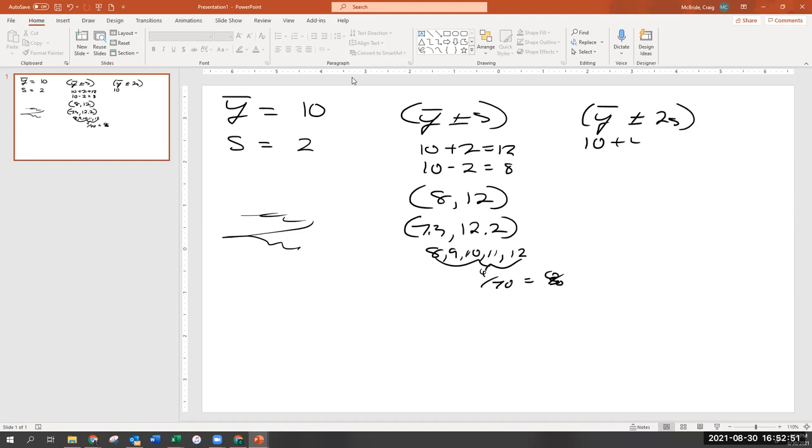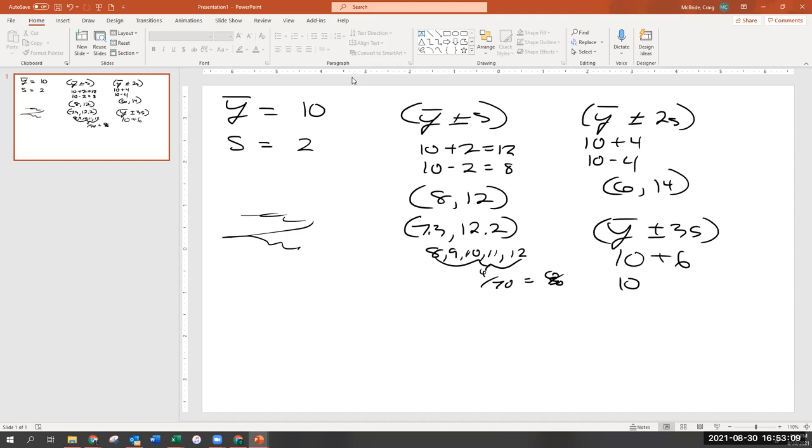For the second one, where they want you to go plus or minus 2, well, now it's just 10 plus 4 and 10 minus 4, right? Because you go 2 times 2. So that interval is going to be from 6 to 14. And then you do the same thing. Count up how many are in that interval, divide by 70. And then for the last one, plus and minus 3, you're just going to go 10 plus 6, 10 minus 6. And now you get an interval of 4 to 16. You count up how many are in that, divide by 70, you get your third percentage. That's what you're doing.